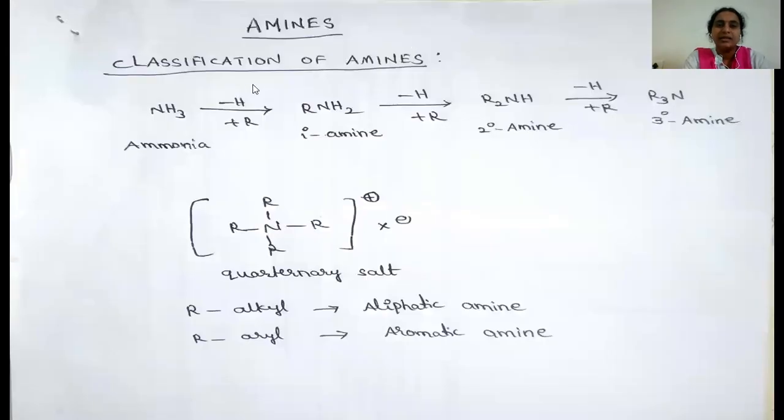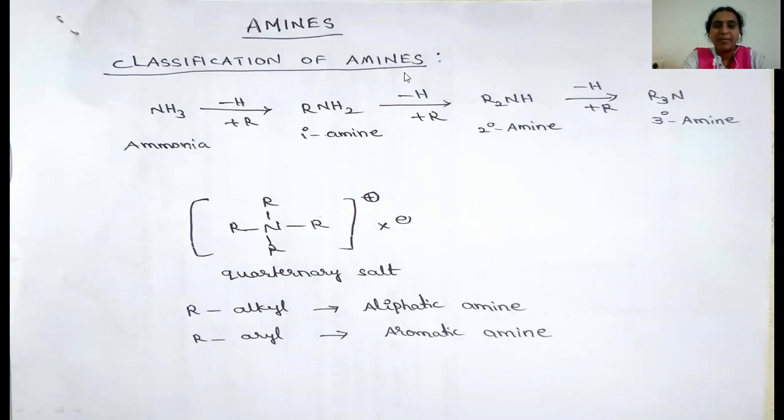So first let us discuss the classification of amines, or what is the general formula of amines. Here this is the general formula of amines, alkyl amines. Here NH2 is called amine, whereas NH3 is called ammonia.